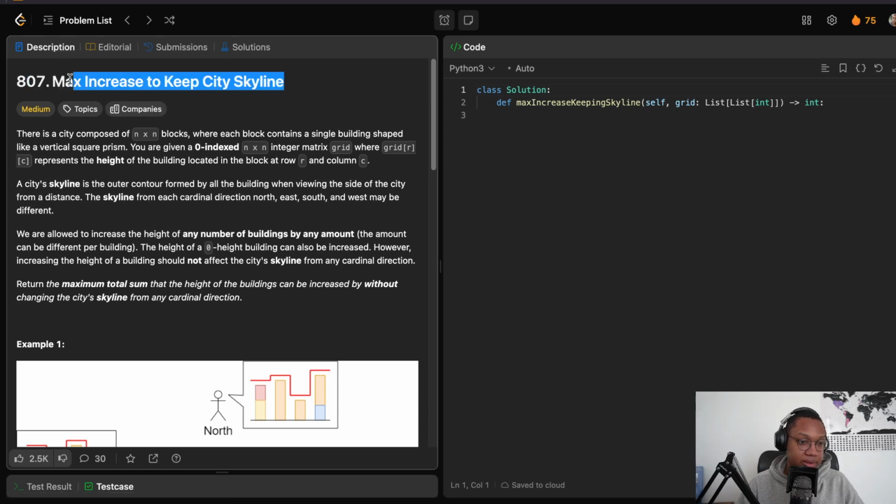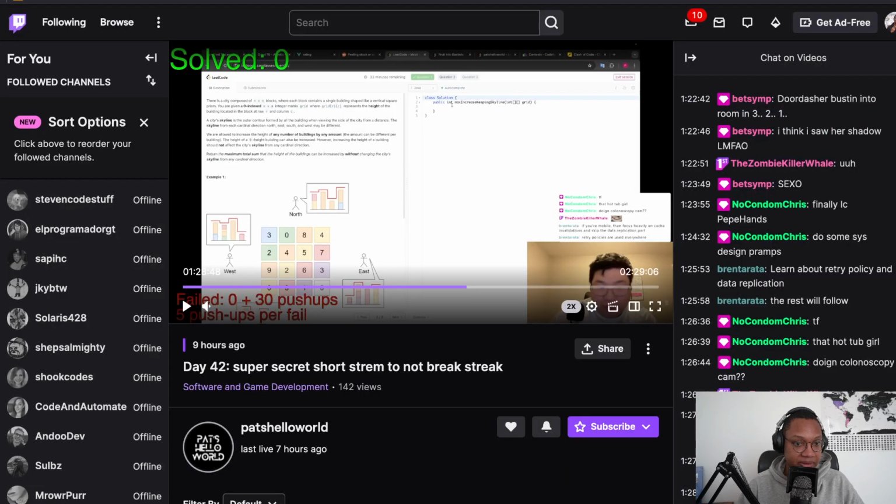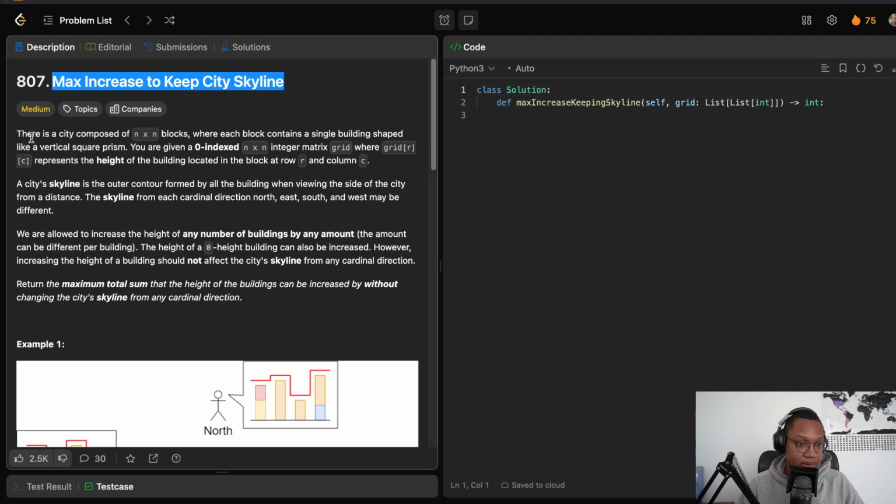So, max increase to keep city skyline. I am just mirroring the problems that Pat was solving. So we're gonna go over here. There's a city composed of n by n blocks where each block contains a single building shaped like a vertical square prism. You are given a 0-indexed n by n integer matrix.